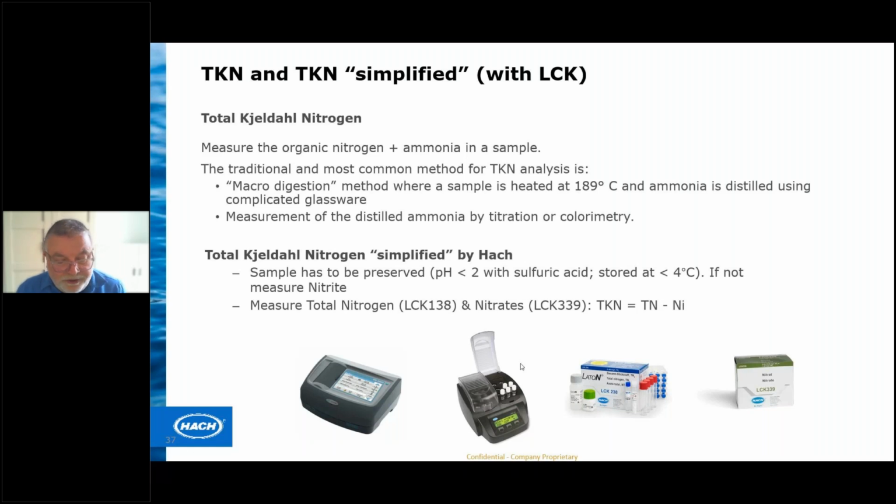LCK offers a simpler alternative by measuring TN and nitrate on a preserved sample, a sample which has been acidified, and using the formula by calculating TKN, total Kjeldahl nitrogen, equals total nitrogen minus nitrate. If there are nitrites in the sample, they can also be measured and subtracted as well from the TN.